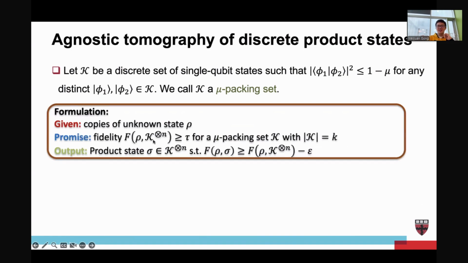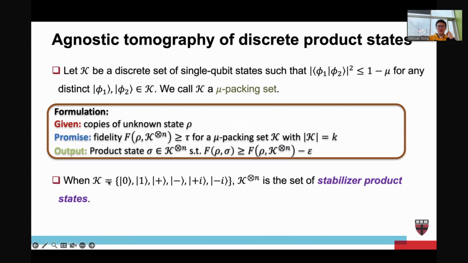And the agnostic tomography task here is that you are given an unknown state rho, and your goal is to output a sigma in this set K tensor n, such that it roughly achieves the best fidelity between rho and this set. So this is agnostic tomography for this discrete product state set. And when K is equal to the set of 0, 1, plus, minus, plus i, minus i, this is also known as stabilizer product states. And here mu equals 1/2, because for any 2 distinct elements here, the fidelity between them is 1/2.